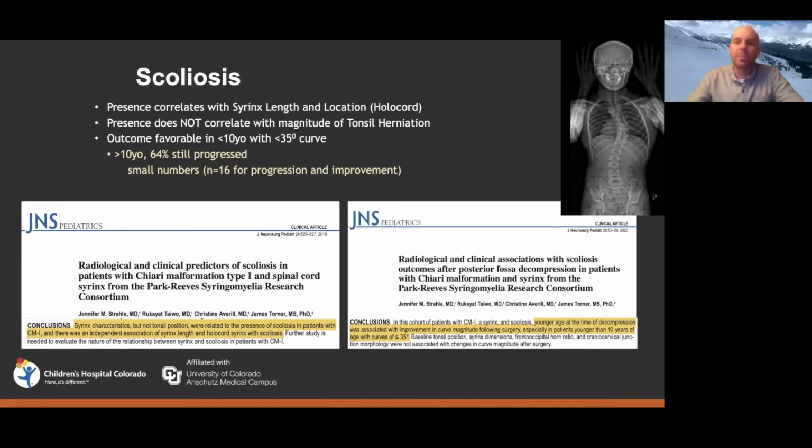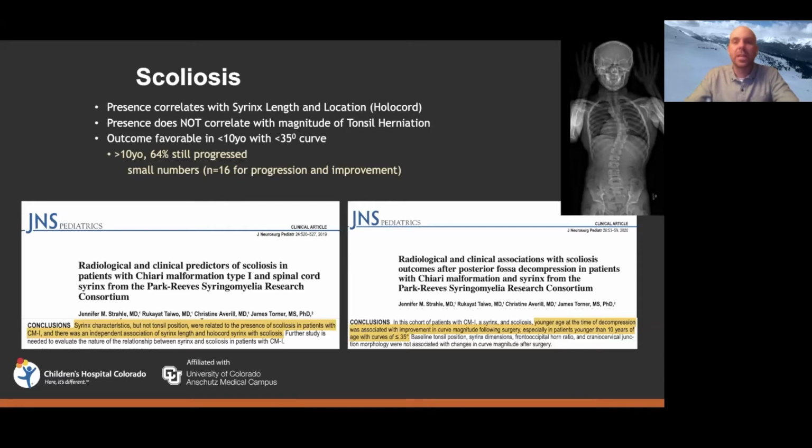So a couple of papers that they've come out with within the last couple of years have basically looked at, okay, well, what characteristics of a syrinx correlate with having scoliosis? So, it turns out if you have a bigger syrinx, if you have what's called a holocord syrinx, so a syrinx that extends throughout the cervical thoracic spinal cord, that really correlates with someone having scoliosis. So having a small syrinx, maybe that's not a big risk factor for scoliosis, but a big syrinx is. Interestingly, the amount of tonsil herniation that a patient has doesn't correlate with scoliosis.